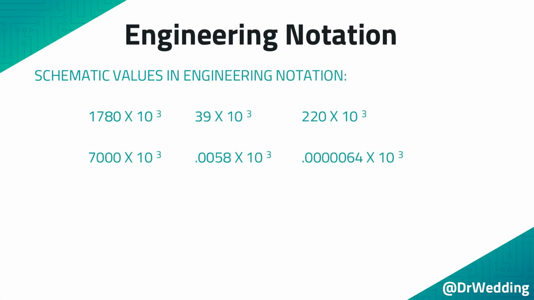These values that were in scientific notation have now been converted to engineering notation, and they are all set to 10 to the third power. It is very easy to see which values are large and which values are small. The chance you will make a magnitude error is greatly reduced.